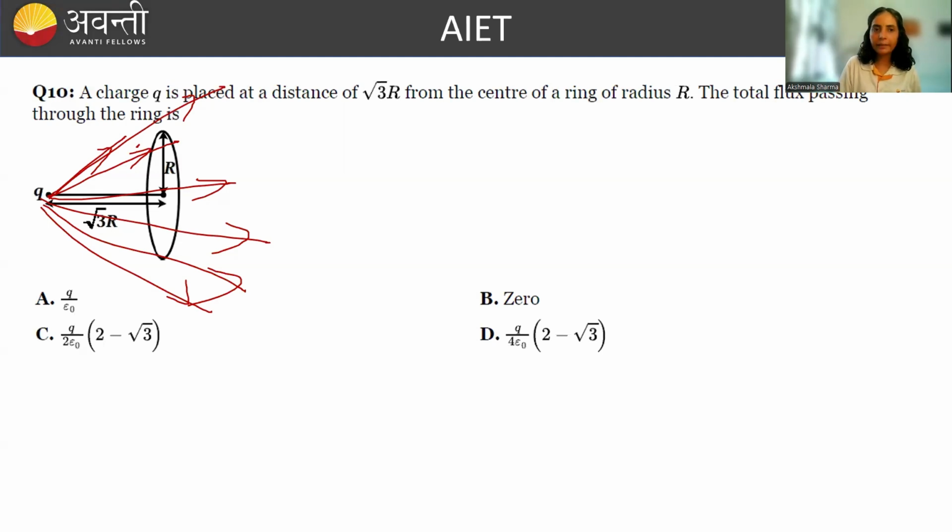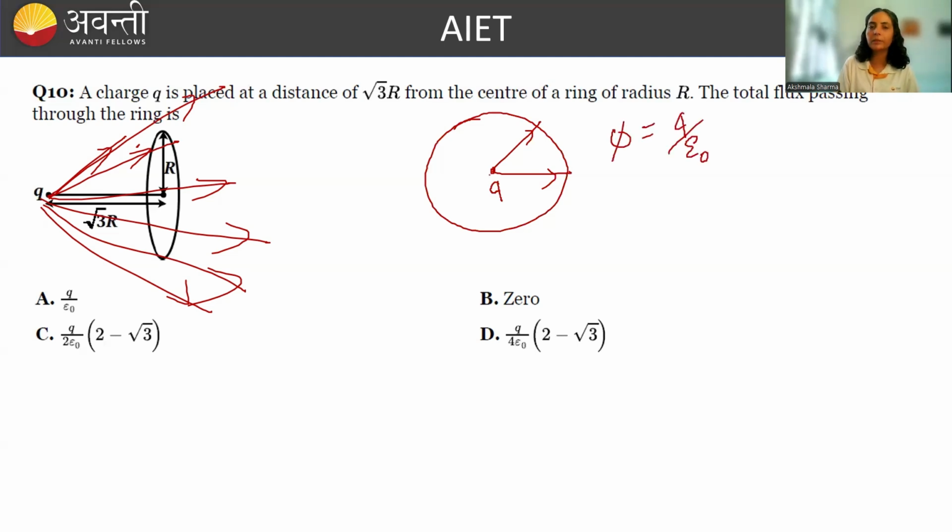We know Gauss's law, right? We can use it here, but Gauss's law we use for a closed surface. And here the ring is not a closed surface. How can we calculate it? Suppose there is a sphere, this kind of thing, and the charge is kept inside. Then how much flux will be passing through this closed surface? Definitely you will say according to Gauss's law, flux is Q enclosed by epsilon naught. So this is Q by epsilon naught.